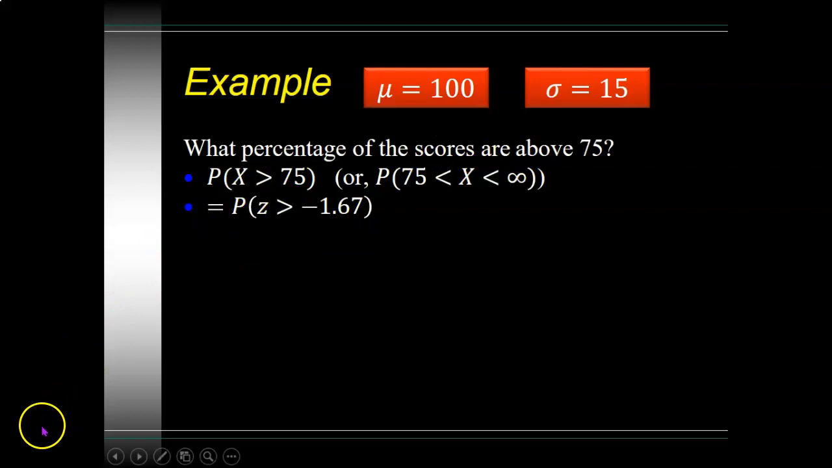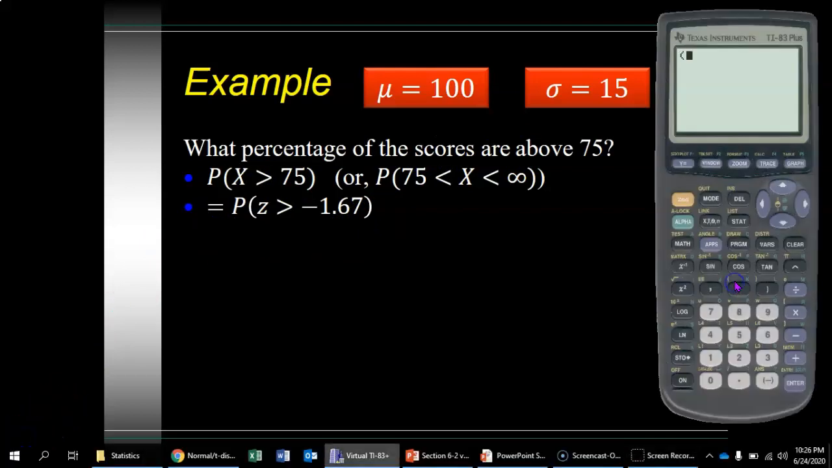Here's how that looks on the calculator. Parenthesis 75 minus the mean, which is 100, close parentheses, divided by the standard deviation, which is 15, and that comes up as negative 1.666 and so on. And if I round that to 2 places after the decimal point, to the nearest hundredth, it's negative 1.67. Because what comes next is a 6, this rounds up to a 7.